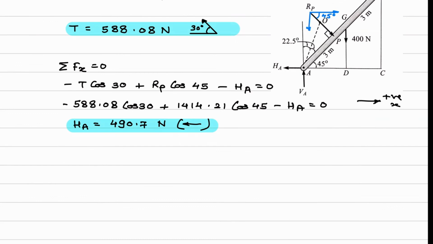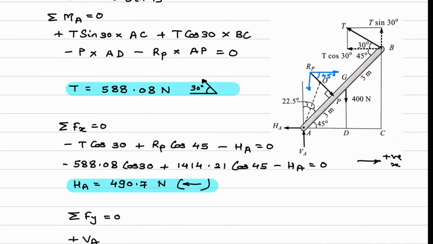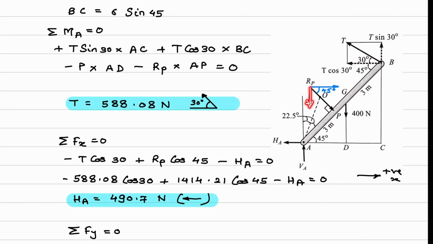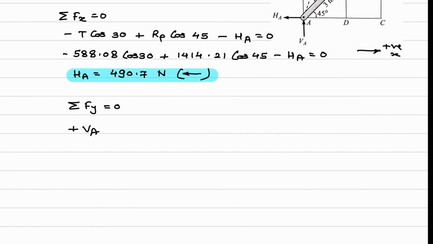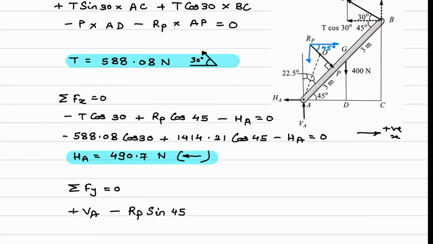Next we will take summation of all the forces in y direction equal to 0. So we will start from point A. So plus VA. Why plus VA? Because it is in upward direction. Then this component is in downward direction, so it will be minus RP sine 45. The next force in downward direction is this weight 400 Newton. So minus 400.